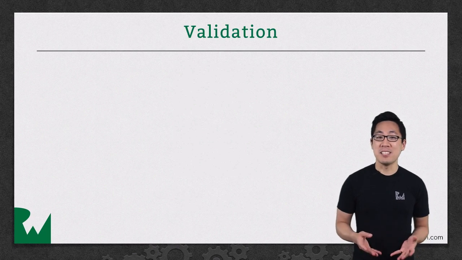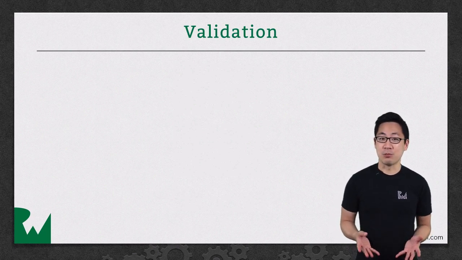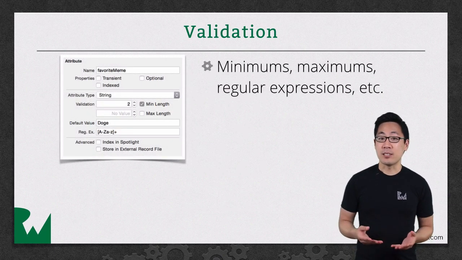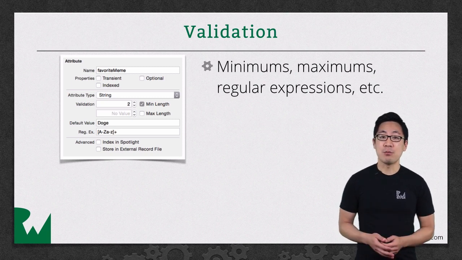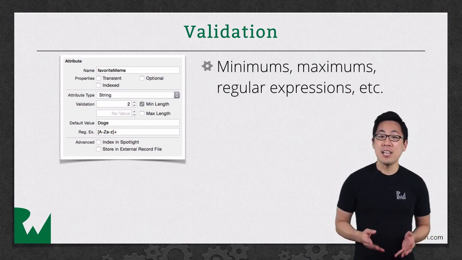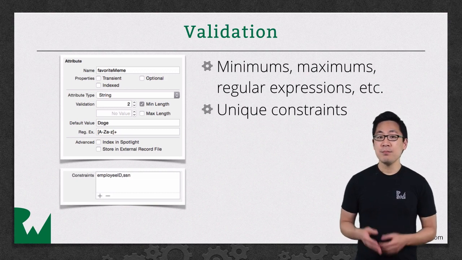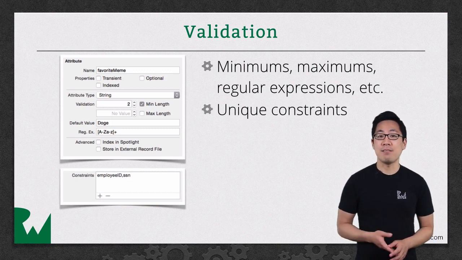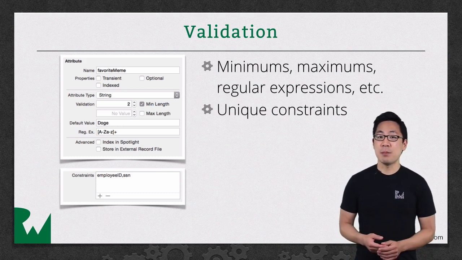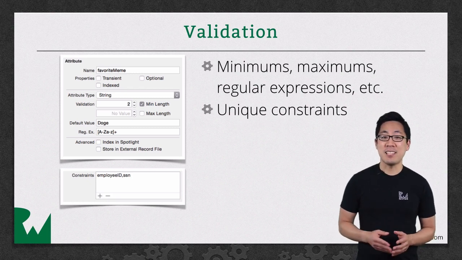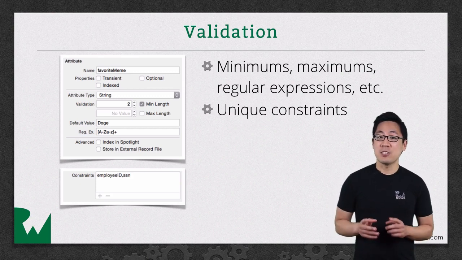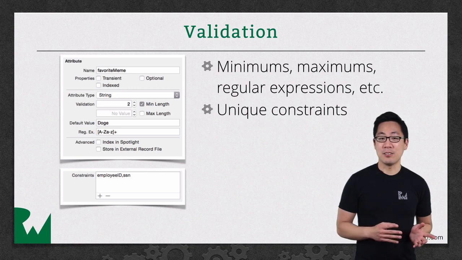As you set up your attributes in the data model editor, you can also set validation rules. For strings, you can have core data enforce minimum and maximum lengths or match against a regular expression. For date fields, you can enforce a minimum start date and a maximum end date, and so on. You can also set a unique constraint on a particular field. For example, in a list of employees, you might have the employee ID or social security number be a unique field. In the demo coming up in a minute, you'll see how to add a validation rule and how to catch validation errors on save. We'll look at the unique constraint in the next video on mapping models.